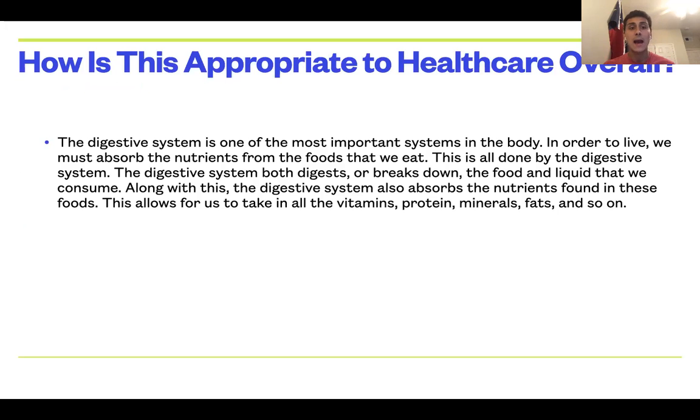Last but not least, how is this important to healthcare overall? The digestive system is, in my opinion, one of the most important systems in the body. In order to live, we have to extract the nutrients from the foods that we eat, and this is all done by the digestive system along with digestion. With digestion, we kind of break down the food a little bit more in order to get it to smaller pieces, and then the absorption process takes over from there.